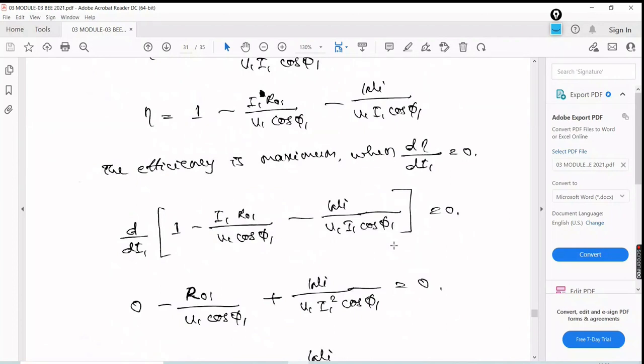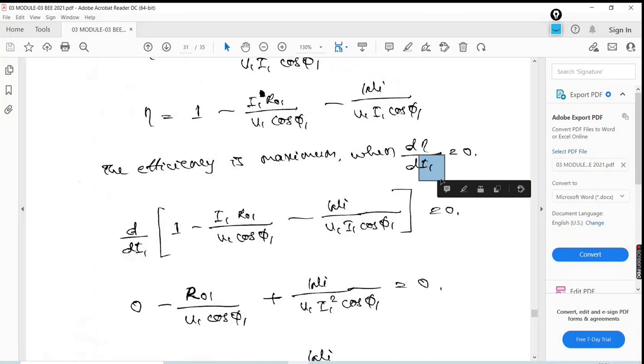You might have studied in differentiation that you get the maximum value whenever you differentiate a parameter with respect to the variable parameter and it is equal to 0. The same principle will be used. This is our efficiency. Which parameter is variable? Current is the variable parameter. Voltage is constant, power factor is constant, and resistance is also constant. Iron loss is also constant. Only I1 is variable, that is the current.